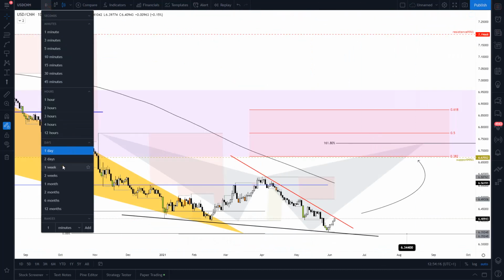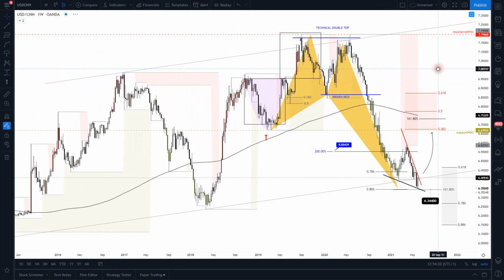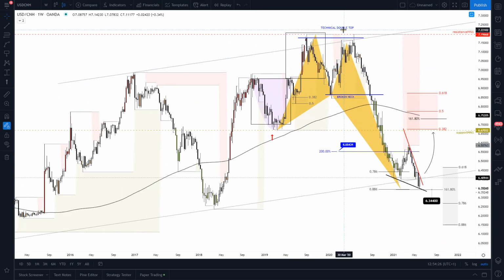Let me show you this on a weekly time frame. Some of you are familiar with this chart. I shared this multiple times on Twitter. The technical double top, once formed, I called your attention to the formation of this top and the eventual violation of the next zone. So I projected this next zone before the violation of the structure.